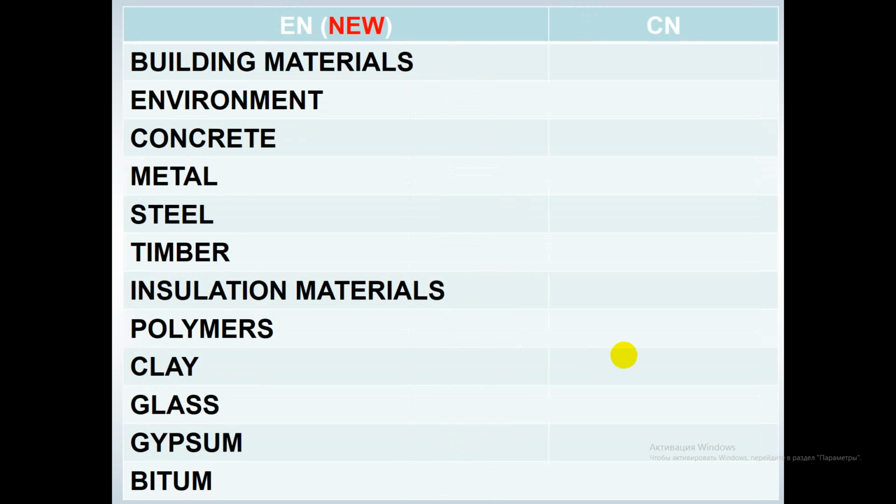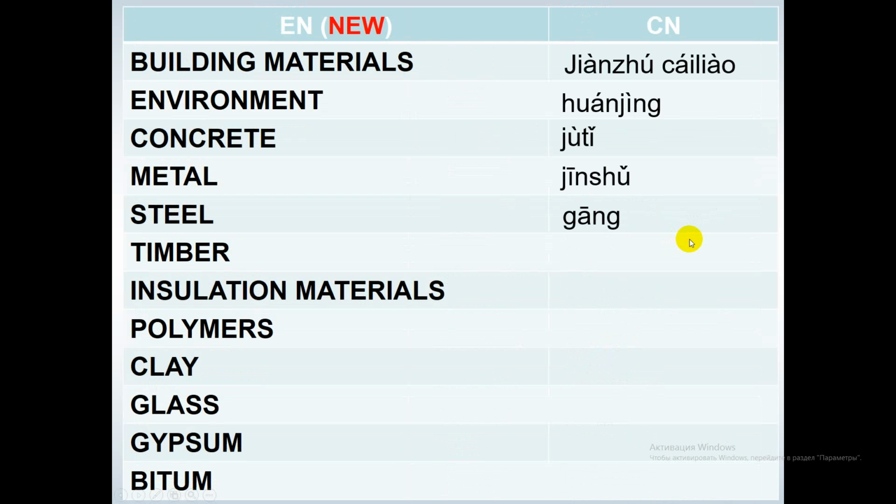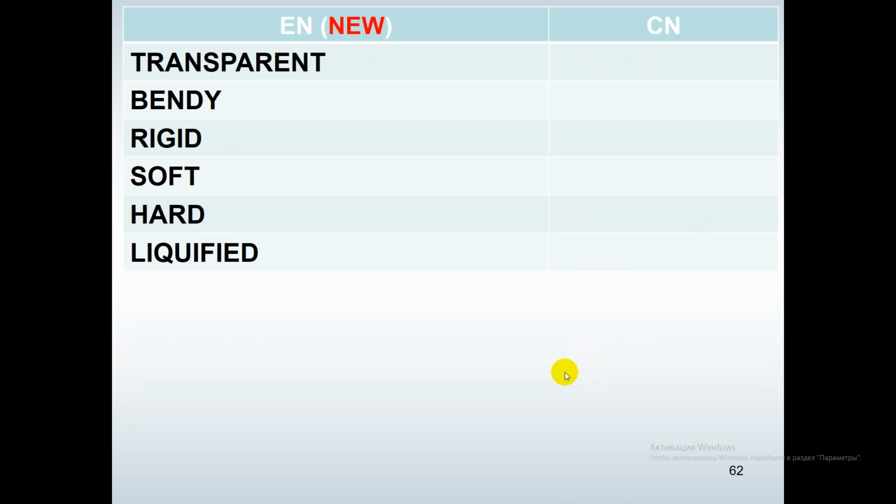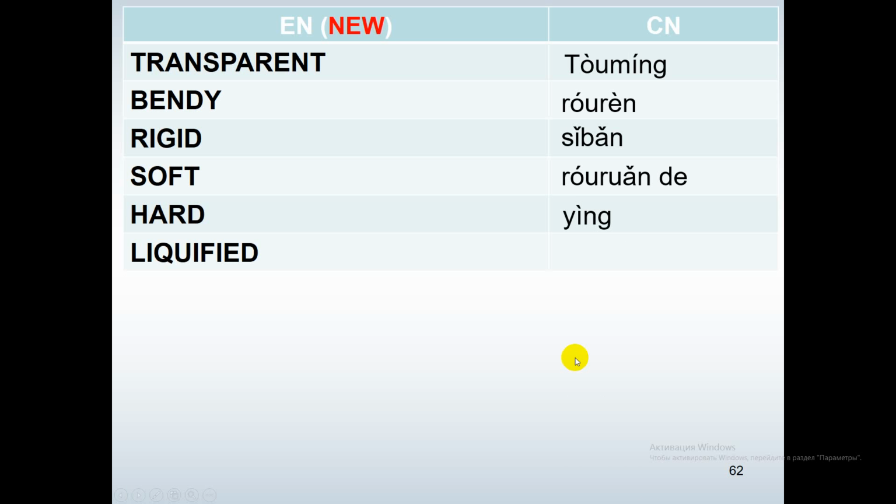Building materials: environment, concrete, metal, steel, timber, insulation material, polymers, clay, glass, gypsum, bitumen, transparent, bendy, rigid, soft, hard, liquefied.